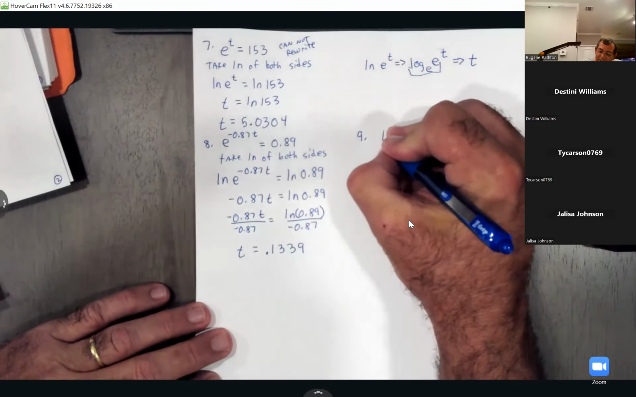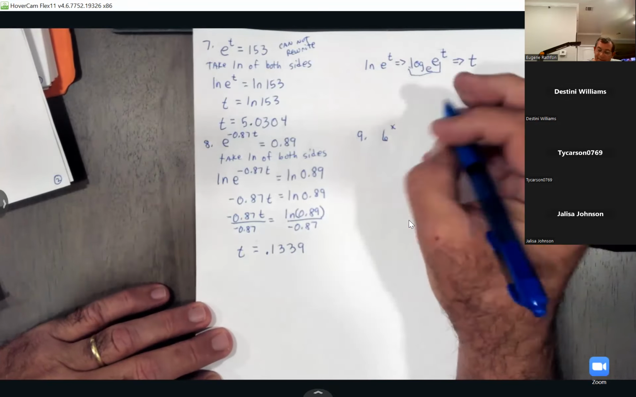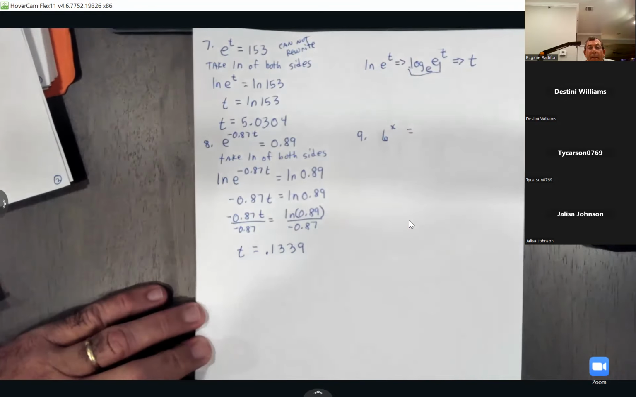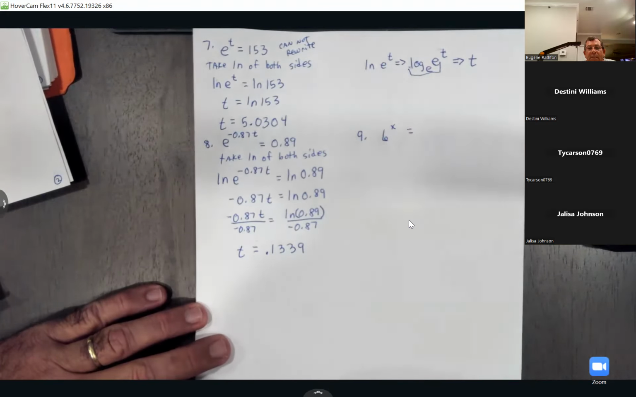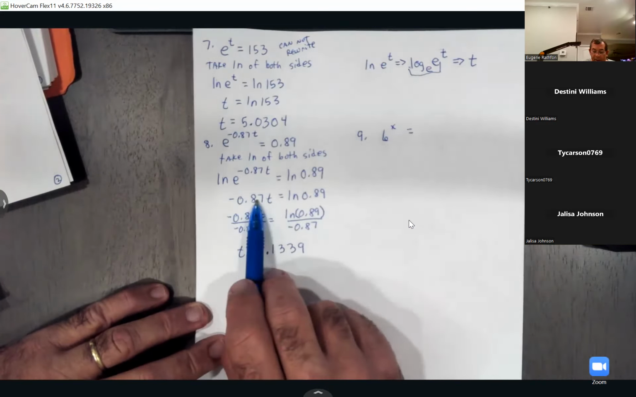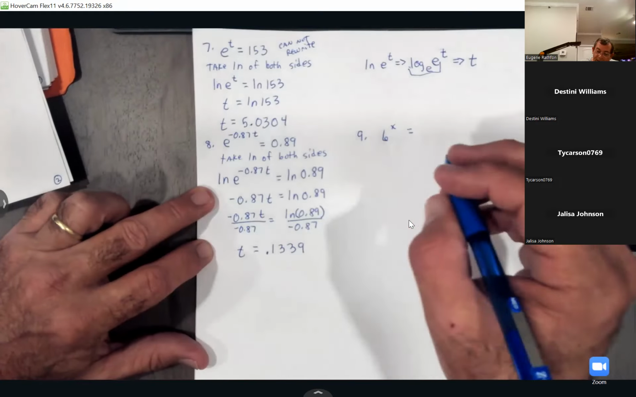All right, y'all, here we go. 6 to the x. Before we start number 9, I have one quick question. Yeah, I hear you. So on number 8, I have a question. Why didn't we include the e into the first equal? Right here? Yes. Okay, so what happened on that?